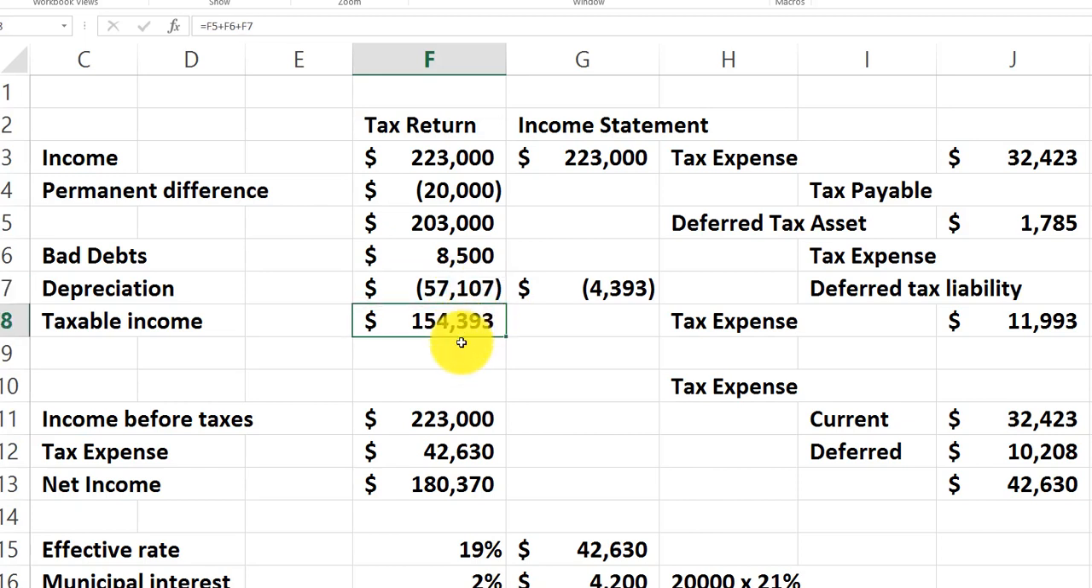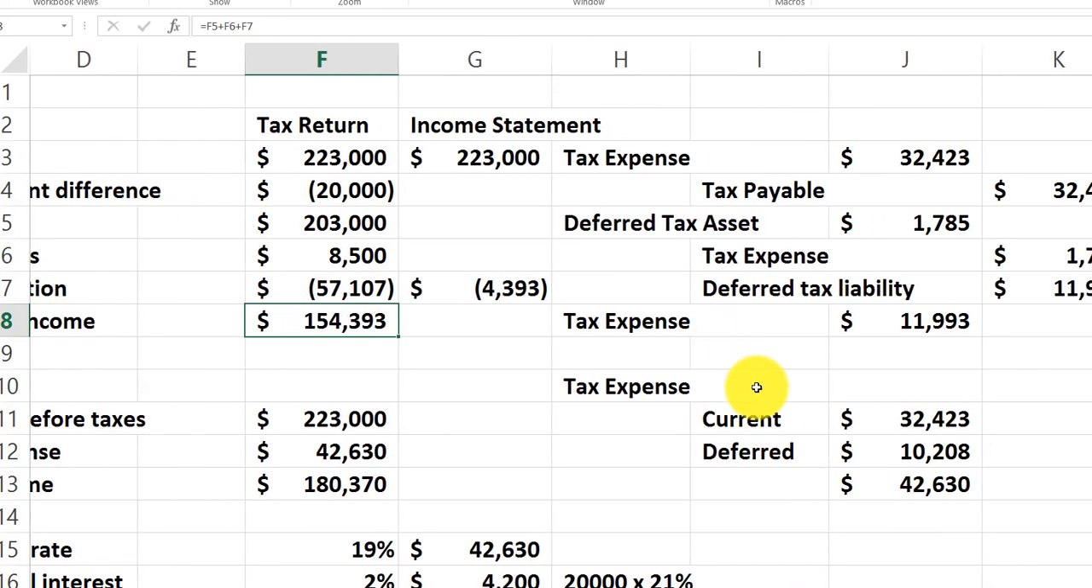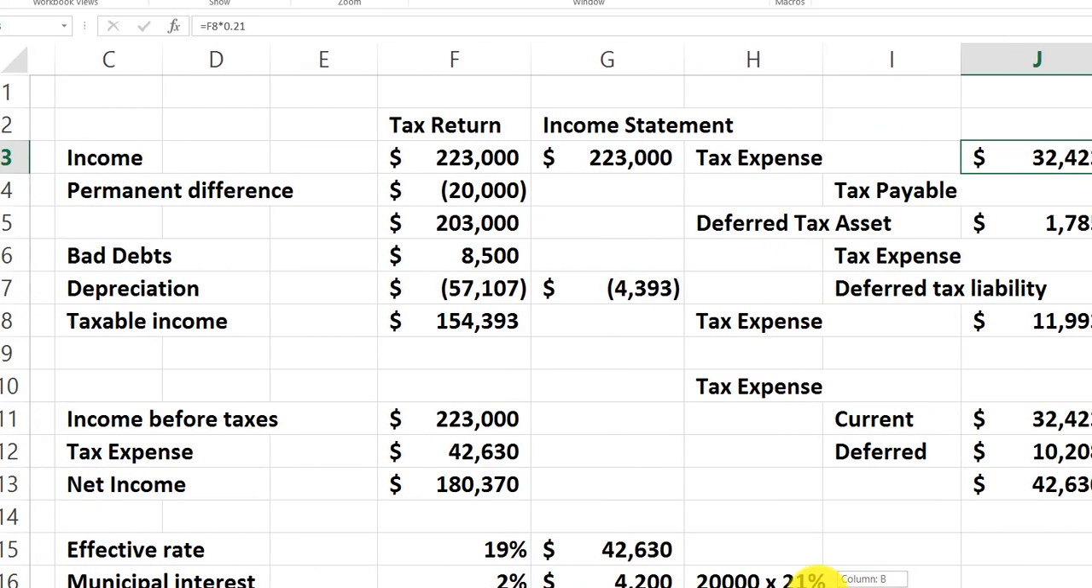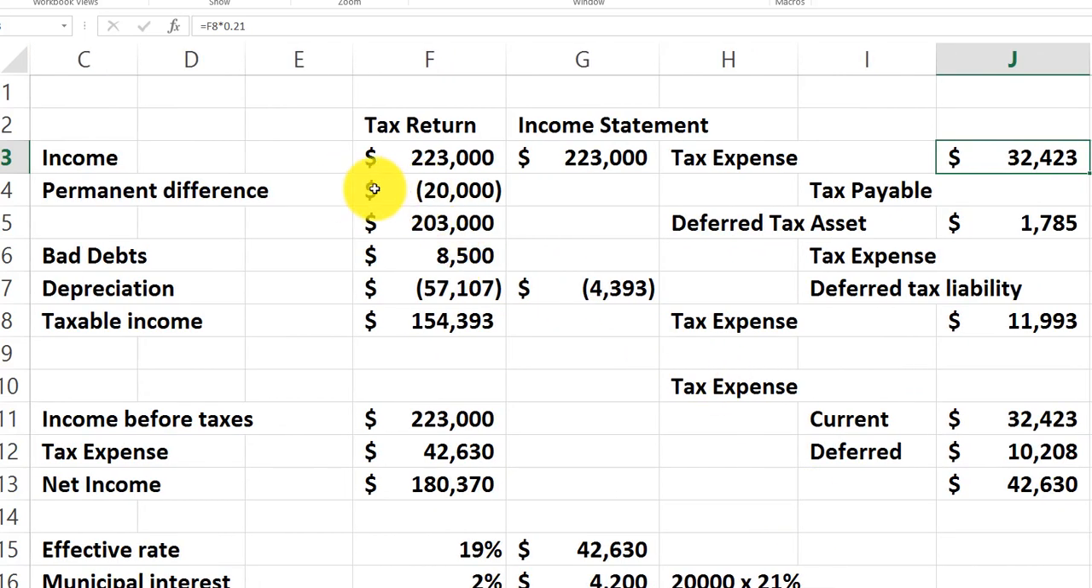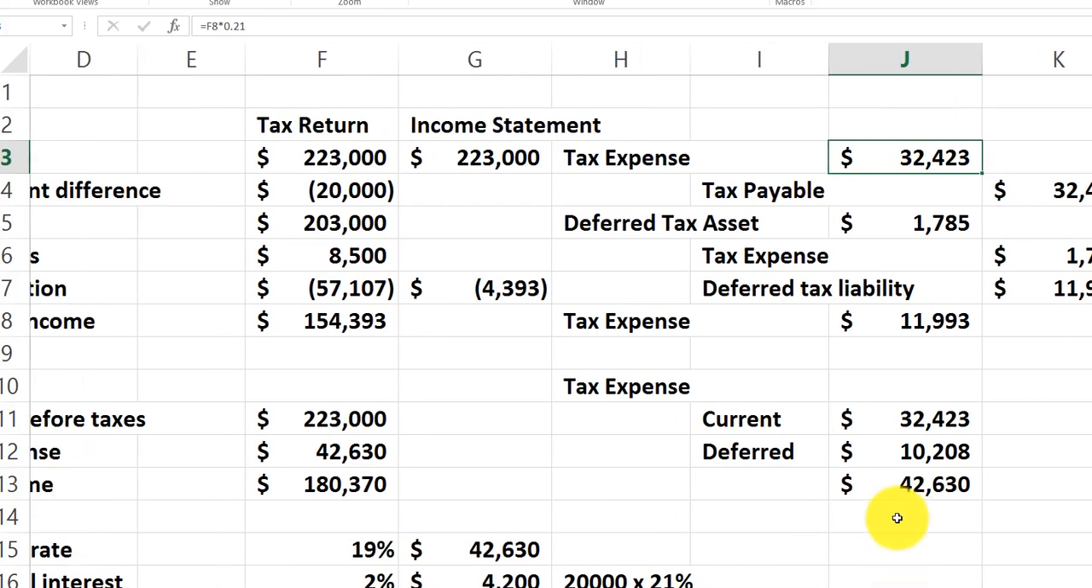So our taxable income, when we're done with the tax return, will show $154,393. So we take that taxable income and we calculate the tax expense on that by using the tax rate, 21%. That's going to give us a debit to tax expense and a credit to taxes payable for $32,423. Then we go back and look at each of our temporary differences. Now, not the permanent difference, the temporary differences, to see what the change was in the liability.